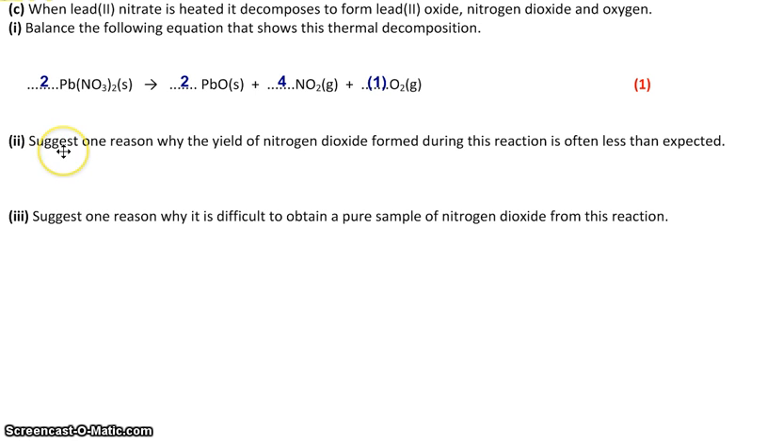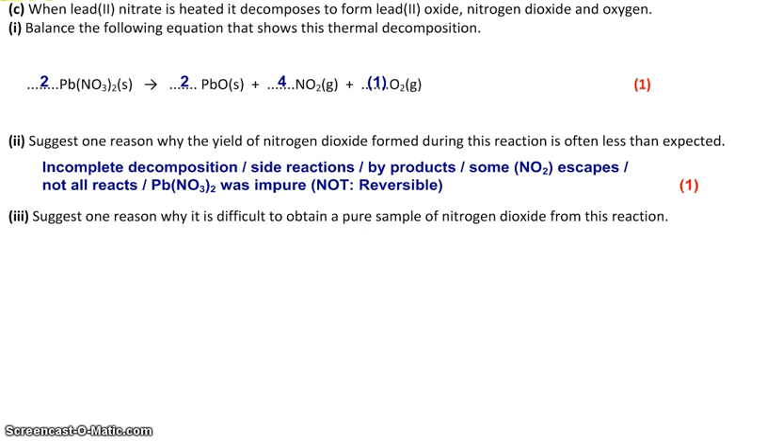Suggest one reason why the yield is often less than expected, but there's a number of reasons you can use. Incomplete decomposition, side reactions or byproducts forming, some NO2 escaping, not all of it reacting, similar to this idea, or the idea that the lead nitrate that we started with was not pure. You cannot have a mark for saying a reversible reaction here because the question doesn't show an equilibrium sign.